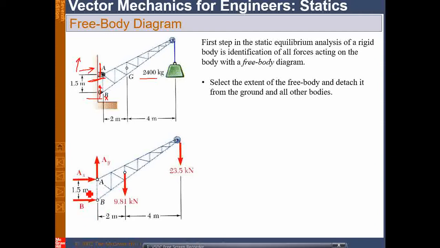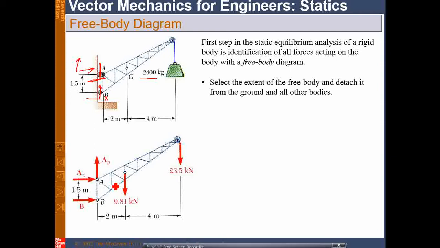In a similar way to the weight of the load, this crane will have its own weight also. So this will act along the center of gravity. Usually bodies have the CG at the center or at some location outside the center.